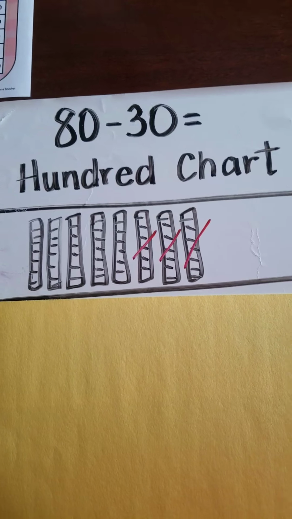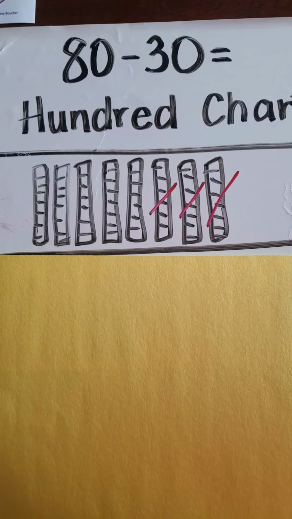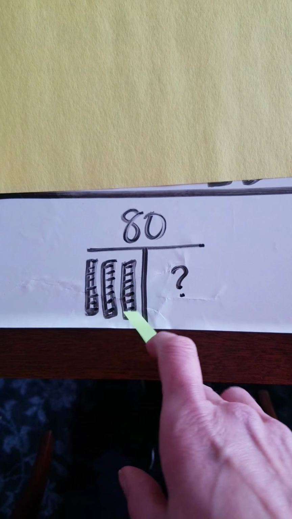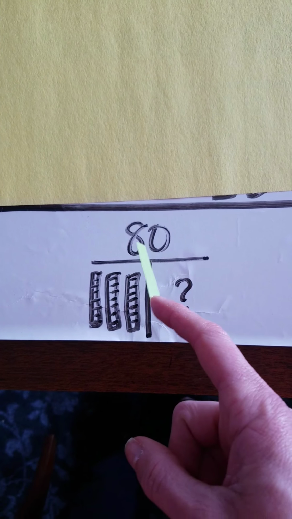Or you could think of it as a takeaway. You could simply say, well, 80 is 8 10 sticks. If I take away 30 of them, or 3 10 sticks, then there's 50 that aren't crossed out, or 5 10 sticks.